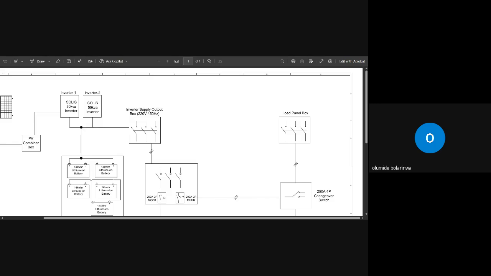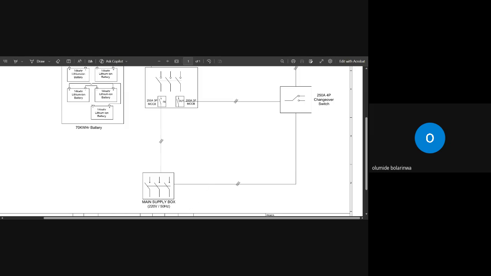Do you see this inverter supply output box? There are some circuit breakers inside. Are you there with me? So we should also request for the circuit breakers inside so that we know what we are costing. So we put that one into notice. Now, look at our main supply box. There's also a breaker inside.